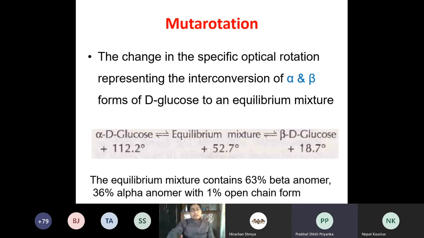Now we'll discuss mutarotation. Mutarotation is the change in specific optical rotation representing the interconversion of alpha and beta forms of D-glucose to an equilibrium mixture. The change in specific optical rotation.